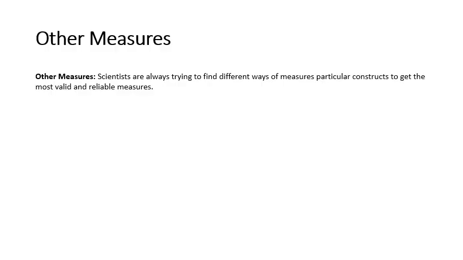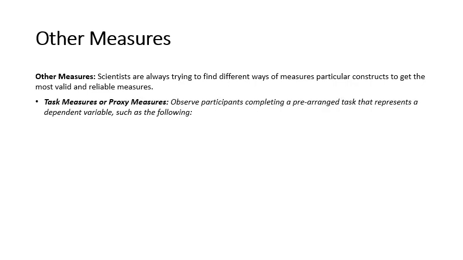So we have some other measures, some really nice creative measures. Scientists are always trying to find different ways of measuring particular constructs to get the most valid and reliable measures. So we might have task measures, or we could call them proxy measures. We could observe participants completing a prearranged task that represents a dependent variable. And here are some examples. For memory, we might ask participants to complete a predefined task, like the backward digit span task. And this is a validated test, and the way people perform on it is indicative of certain characteristics of memory. It's validated.